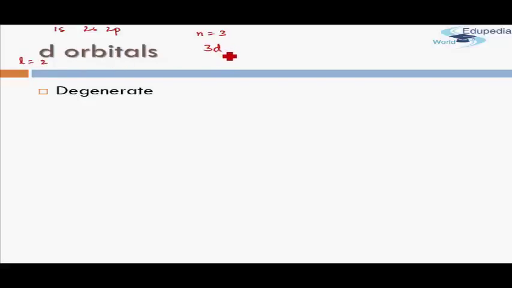So 3d will have 5 different m values. The m value can be 0, -1, -2, +1 and +2, because L is 2. So m can go from -2 to +2. That means you will have 5 different orbitals present for any d orbital. The electron can have 5 different places, or 5 different homes where it can stay, and all these 5 orbitals have the same energy. That is why they are called degenerate.